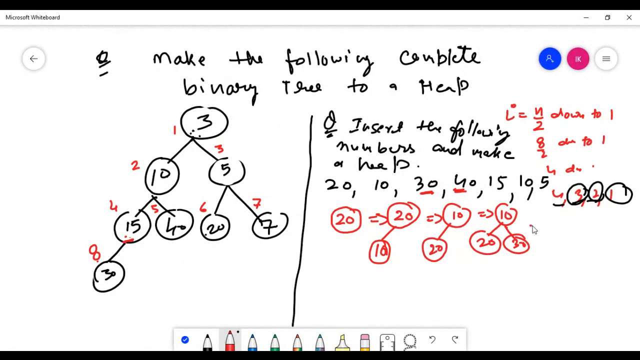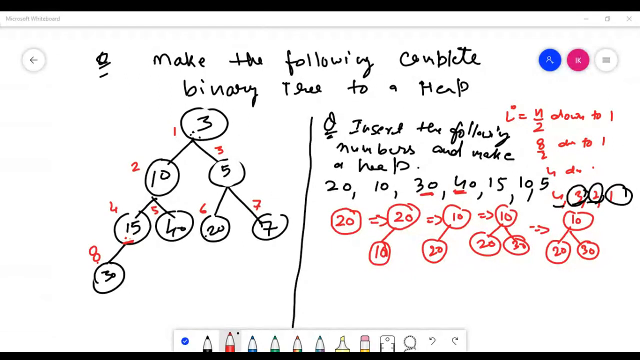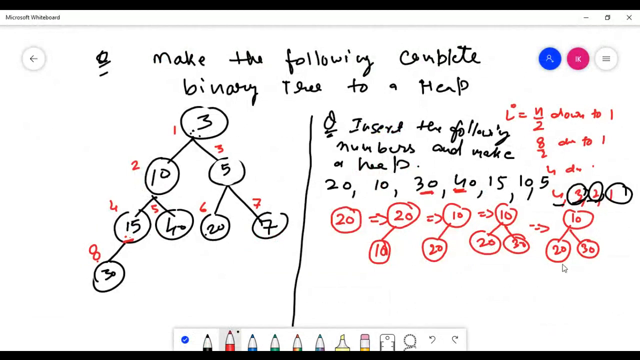Okay. 30 done. 40. Where should 40 be? Anybody? Where should I take 40 now? Left or right? Right or left? Right. What about the other? We should take the left, because if you make it right, this will not be a complete binary tree. So you must take left. Okay, must be left. When you take left, this is complete, no problem.